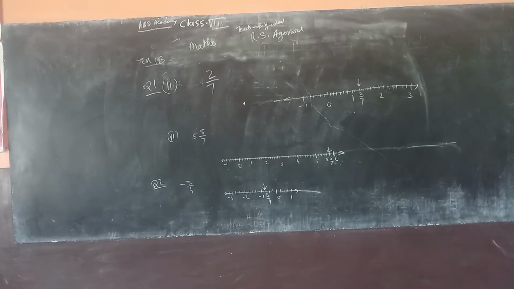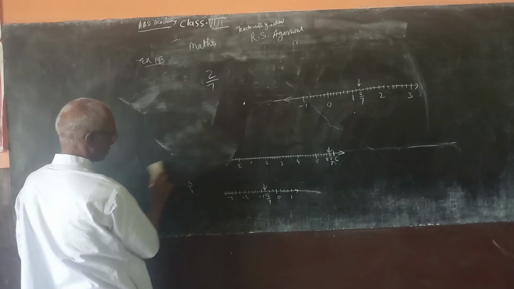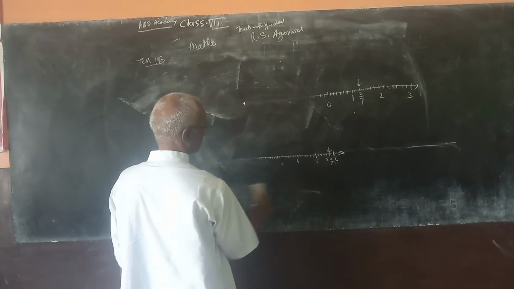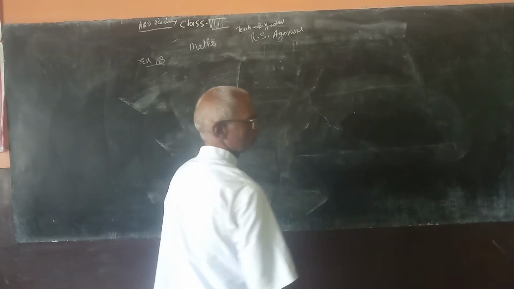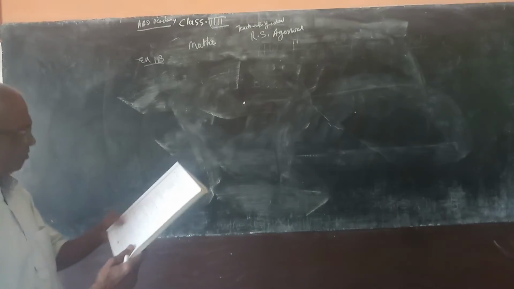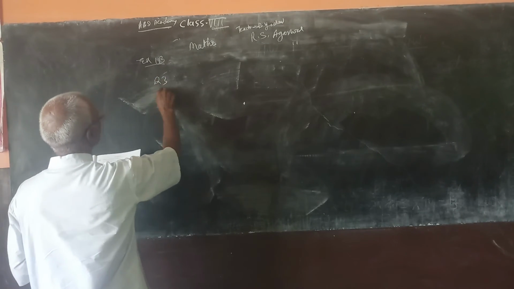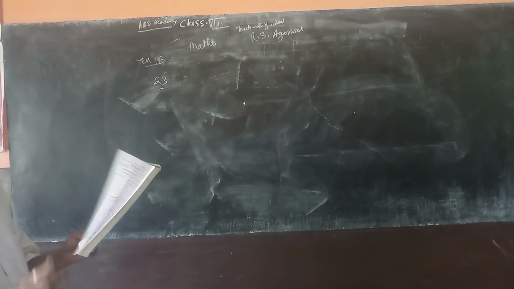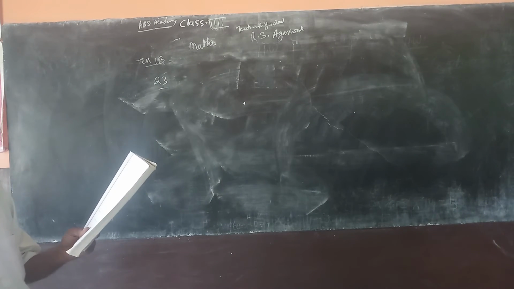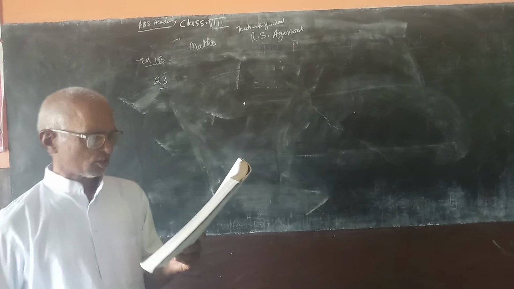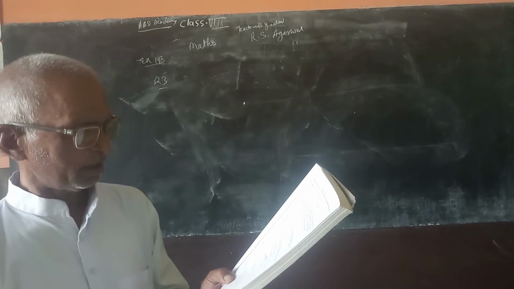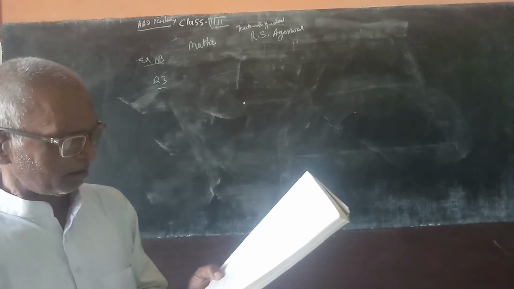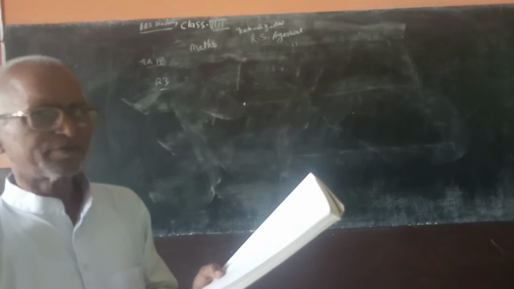Then in question 3, let us rub it. Try to understand it. Question 3 says which of the following statements are true and which are false. Very small exercise. -3 by 4 lies left to the 0 on the number line, it is true. -12 by 7 lies right to the 0, it is false, because negative numbers always lie towards the left of the 0.